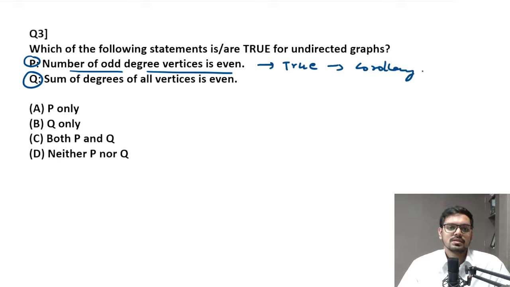We have proved this, that if you have a graph with odd degree vertices, then the counting of them is always even, right? So the number of odd degree vertices in a graph will always be even.